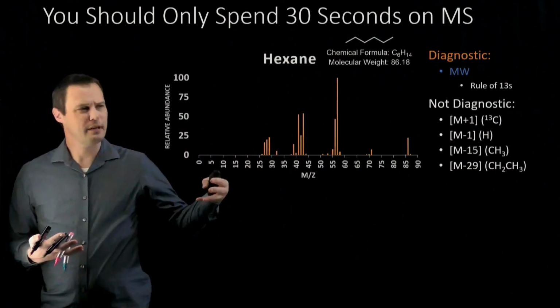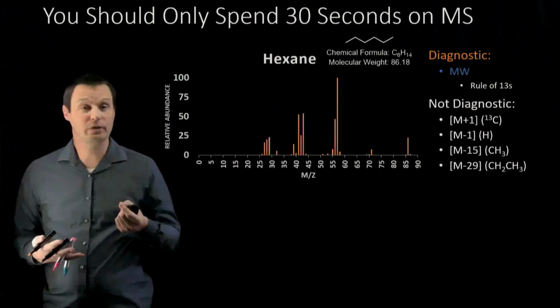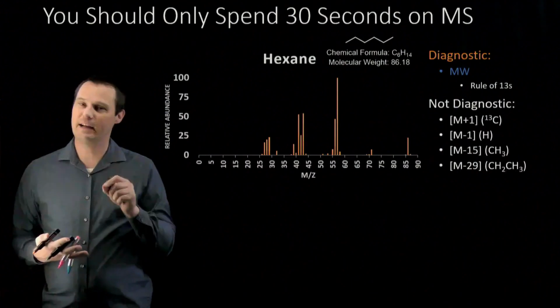What does an M-1 peak tell us? It tells us there's a hydrogen in the molecule. Guess what? We're still organic chemists. There's still going to be hydrogen in the molecule. This is not diagnostically useful.